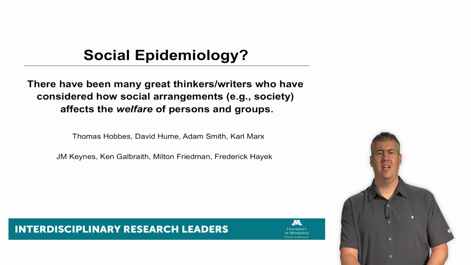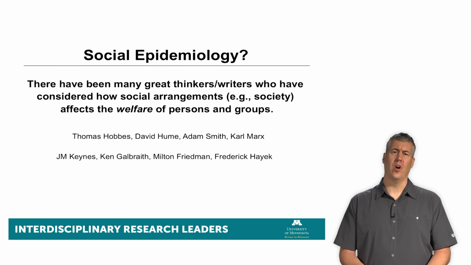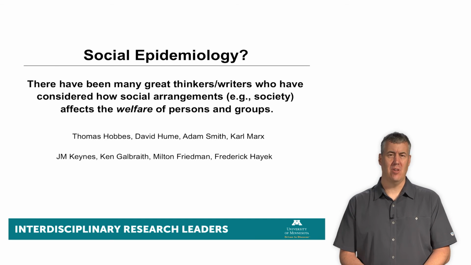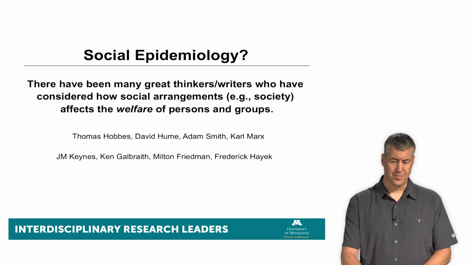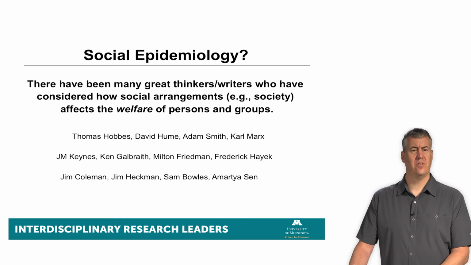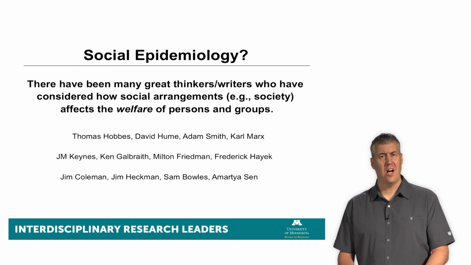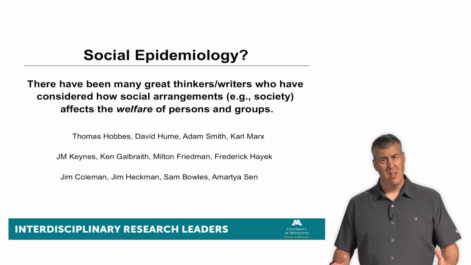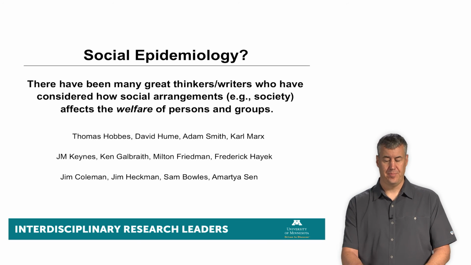More recently, Keynes, Galbraith, Milton Friedman, Friedrich Hayek, even when they disagree, we're still all working on what creates population welfare, what we might call population health. And whose population? Who exactly do we mean when we say all men are created equal and other such statements? Modern social scientists have tackled the same thing. The late Jim Coleman, Jim Heckman, Sam Bowles, Amartya Sen, philosophers, economists, political economists, these scholars have been informing what we're working on collectively today.